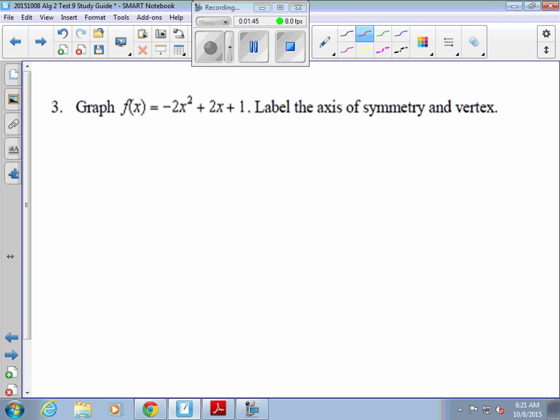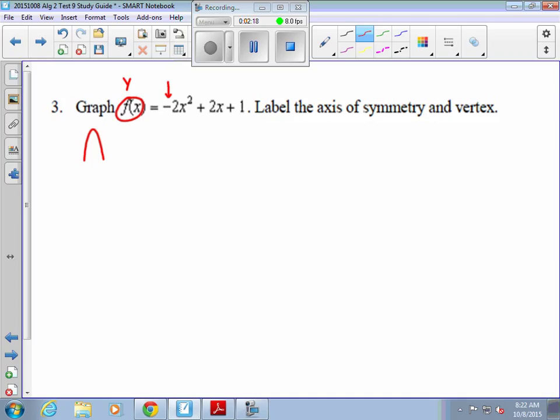Then number 3 asks you to graph this. It says graph f of x equals -2x squared plus 2x plus 1. Remember, don't ever let this confuse you. That acts just like y, like the rest of them. So y equals -2x squared plus 2x plus 1. Remember, we do a few things first. The first thing we do is we determine if it opens up or down. Which way does this one open? A is -2. It opens down. So you're going to have yourself a picture that looks like that. It's a good idea to draw yourself a little picture like that just as a reference.